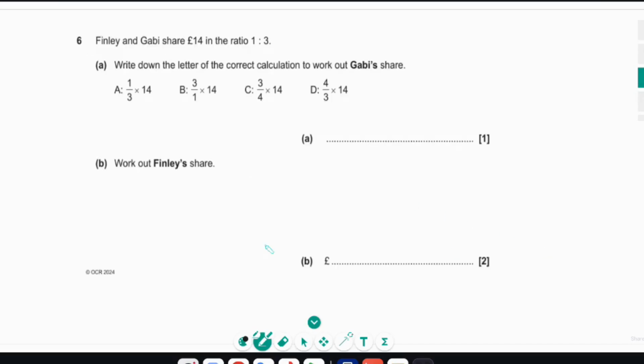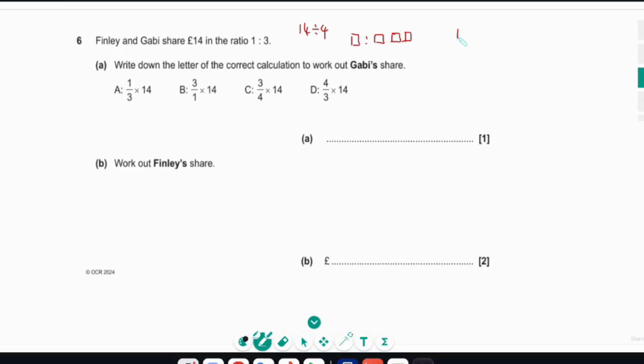Finlay and Gabby share £14 in the ratio 1:3. Write down the letter of the correct calculation to work out Gabby's share. So, because we've got 4 parts altogether, 1 part and 3 parts, we do 14 divided by 4 to work out what each part's worth.